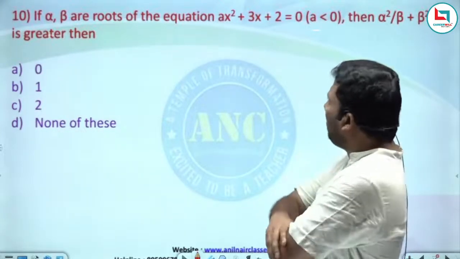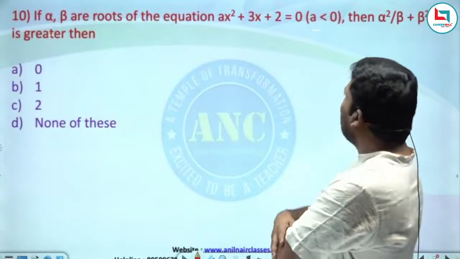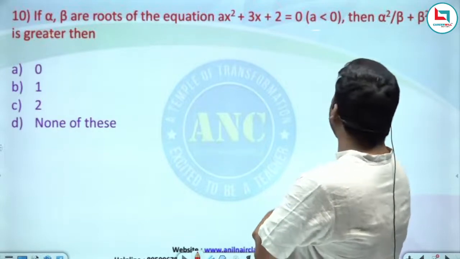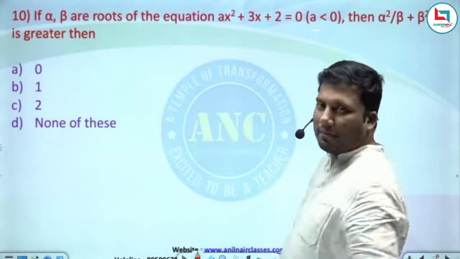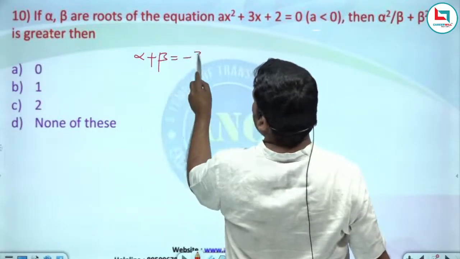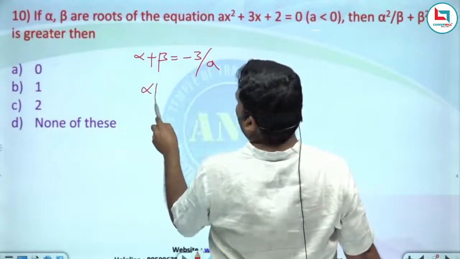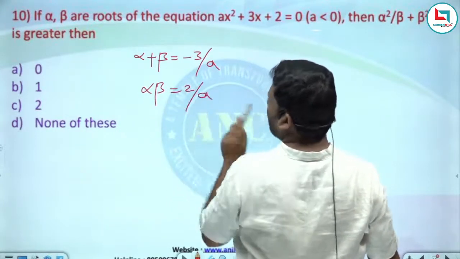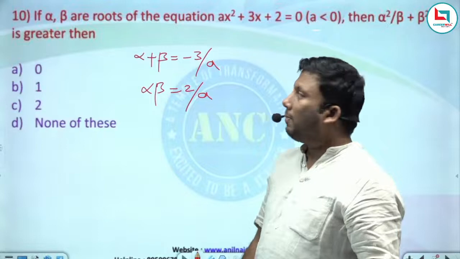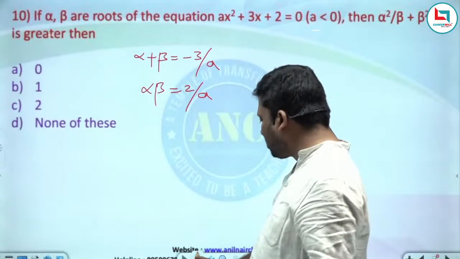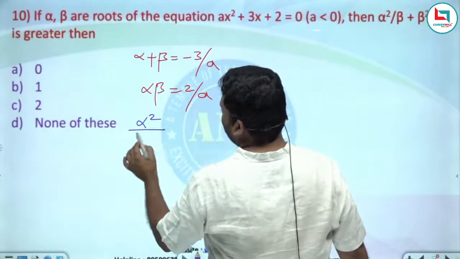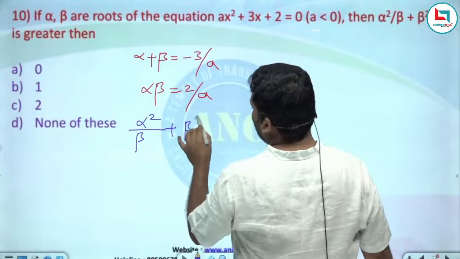Next one, if alpha, beta are the roots of the equation ax square plus 3x plus 2, a is less than 0, then alpha square by beta plus beta square by alpha. Now, alpha plus beta, sum of the roots, is given by minus 3 by a. Product of the roots is given by c by a, that is 2 by a. This is something which is very, very clear to us. Sum of the roots is minus 3 by a and product of the roots is 2 by a. Now we require alpha square by beta plus beta square by alpha.